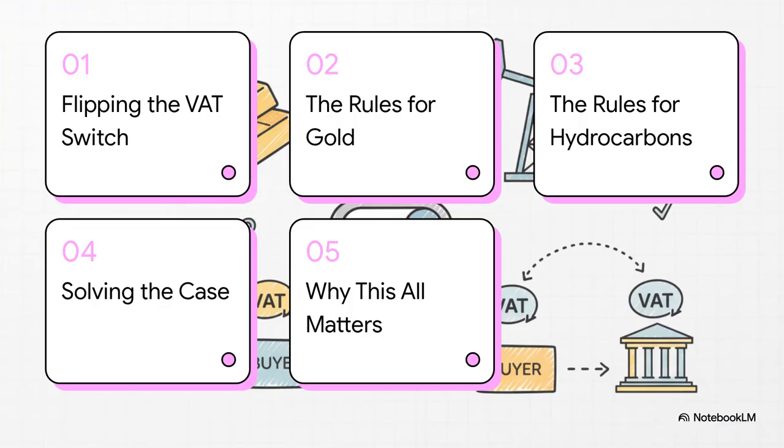So here's how we're going to break it all down. First, we'll get our heads around the main idea, this concept of flipping the VAT switch. Then we'll look at the specific rules for gold and for hydrocarbons. After that, we'll circle back and solve our little puzzle. And finally, we'll talk about why getting this right is so important for your business.